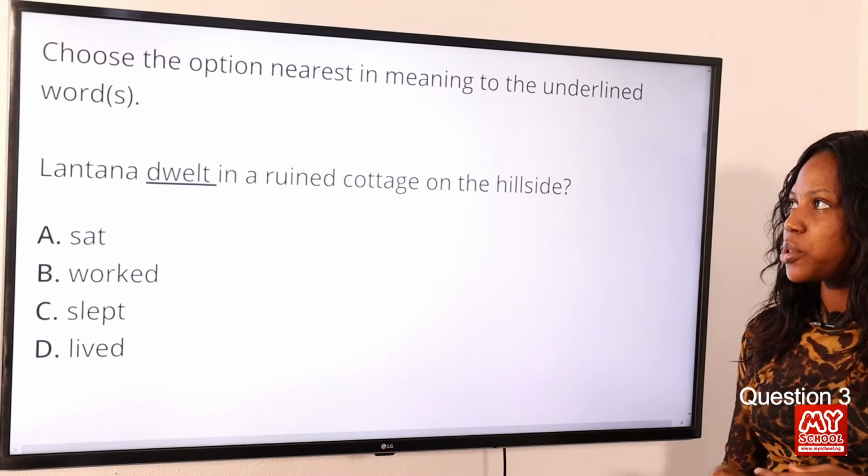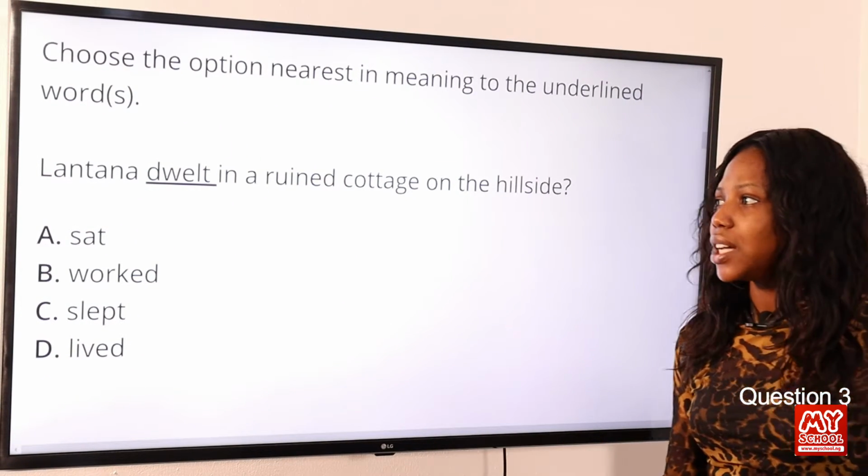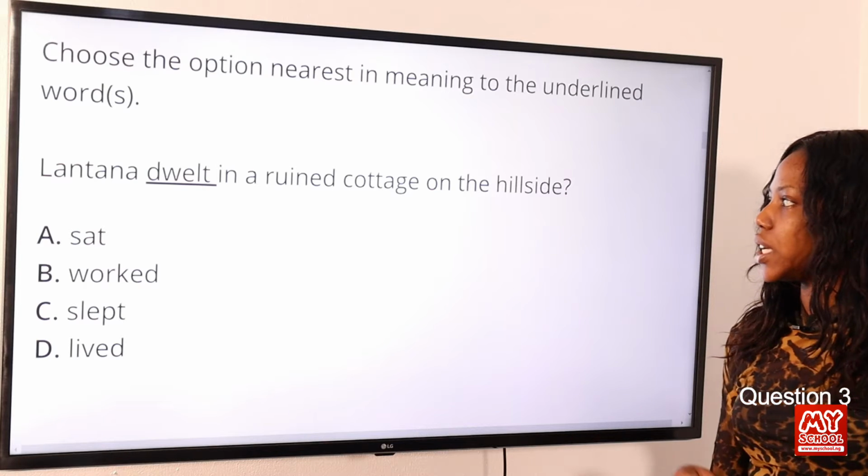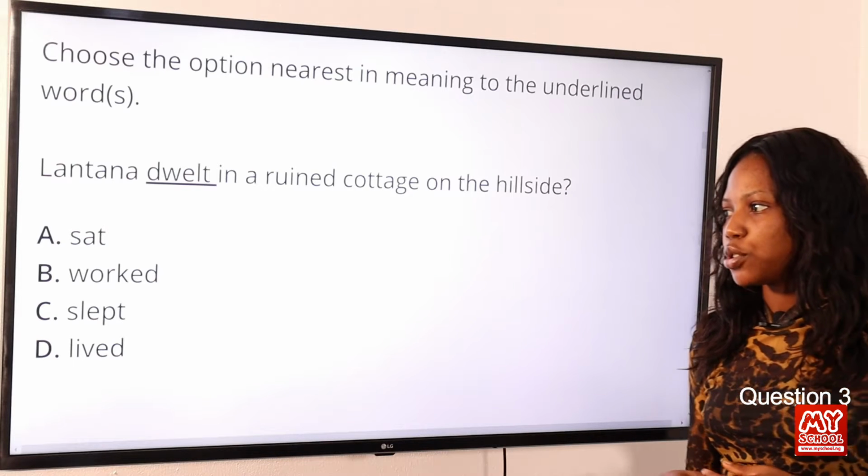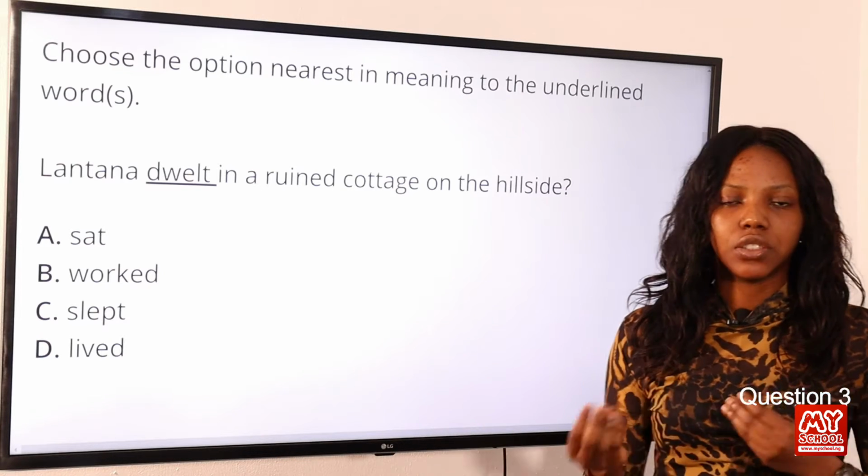Question 3. Choose the option nearest in meaning to the underlined word. Lantana dwelt in a ruined cottage on the hillside. Option A, sat. Option B, worked. Option C, slept. Option D, lived.